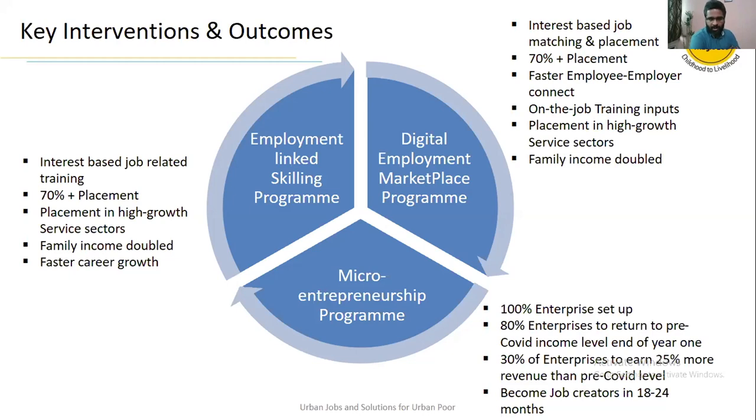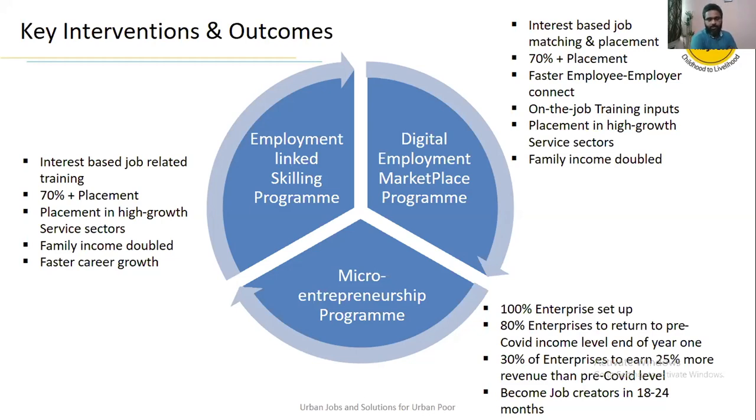70% placement is the minimum that we target, but our current ratio is anywhere between 80 to 85. I'm talking just pre-COVID. Placement is in high-growth service sectors. We are largely into service sector jobs, and we have identified sectors like BFSI, ITS, hospitality, retail, and e-commerce. These are the primary drivers when it comes to urban jobs.